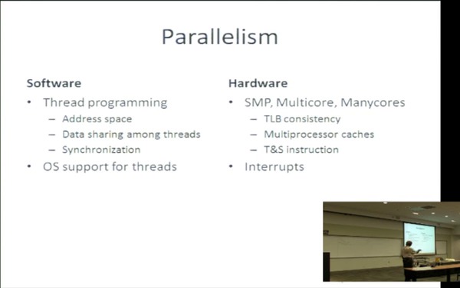And on the hardware side, we said, well, if multiple threads are going to be accessing shared data, then you have to provide synchronization for that. What is it that we need as primitives in the hardware in order to support synchronization among multiple threads? So those are all the hardware issues that we looked at.